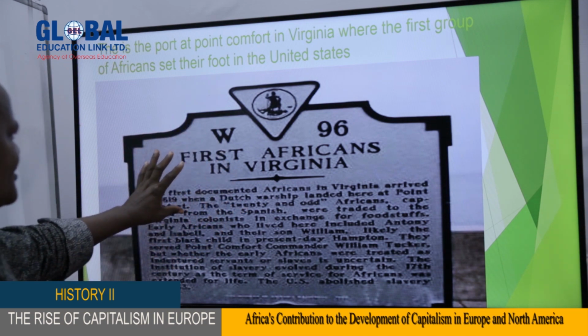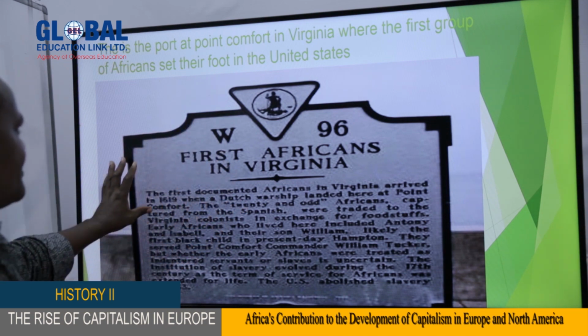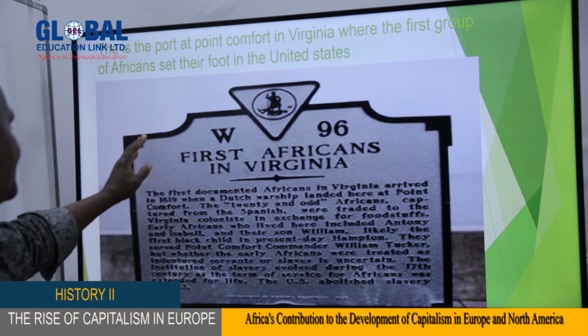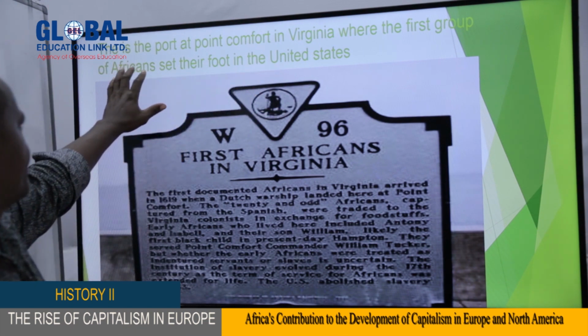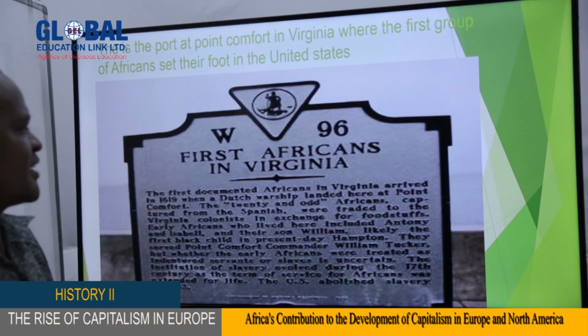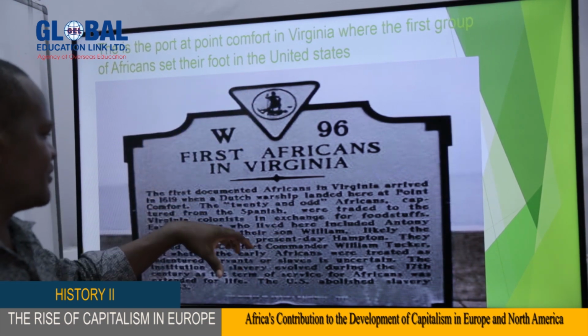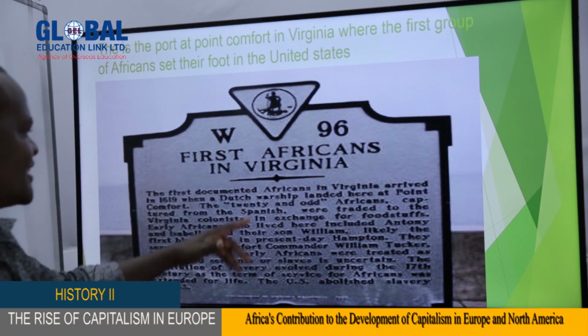people were brought as slaves. This is the port at Point Comfort in Virginia, where the first group of Africans set foot in America as slaves. And if you go to that place today, you're going to see it this way.